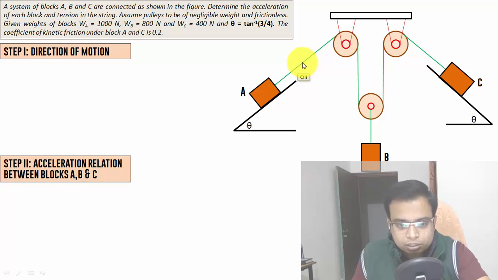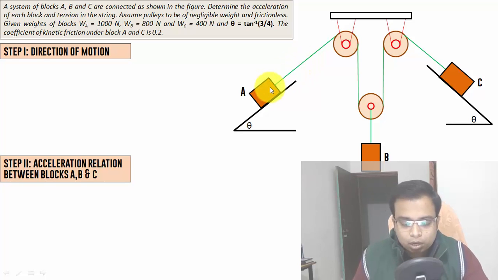Essentially there are three blocks. Block A and block C are on an incline and block B is suspended. The weights of these three blocks have been given to us: 1800 and 400. The stuff that we need to determine is the tension along this string, and apart from that, we also need to work out the accelerations separately of block A, block B and block C.